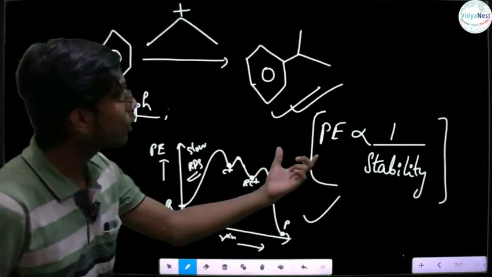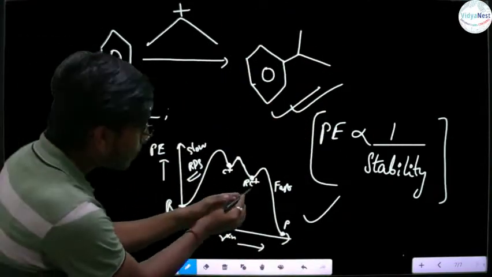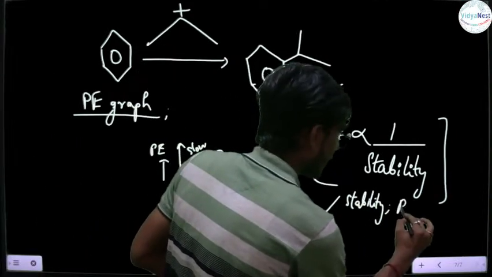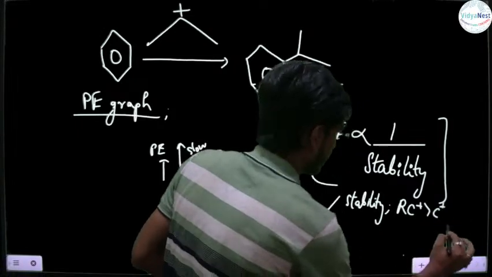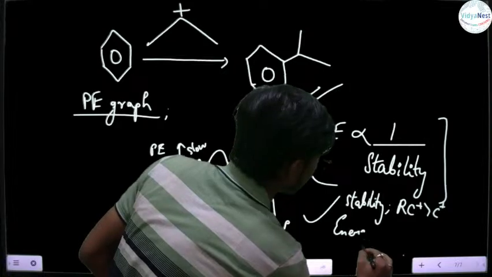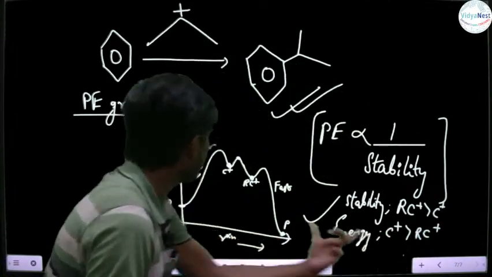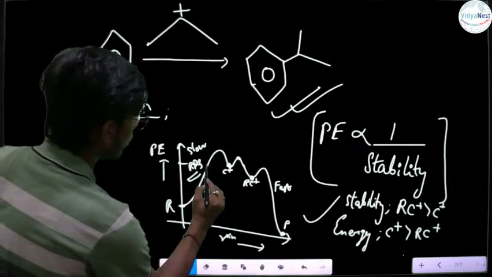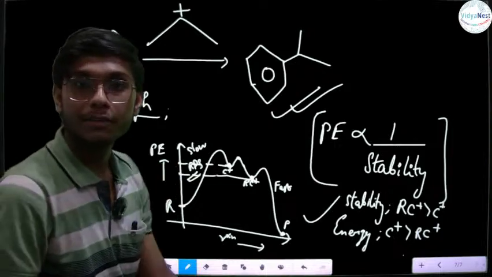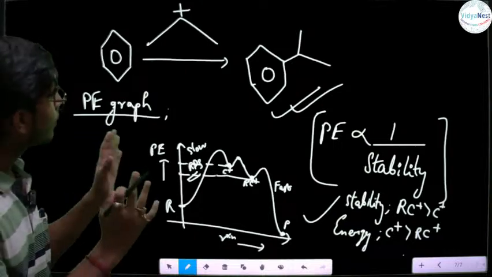So potential energy of any compound is inversely proportional to its stability. If I compare the stability of RC plus, we will get that RC plus is more stable than C plus, as I have named over here. Then if we compare the energy, the order will be reversed, of course. The energy of C plus will be higher than that of RC plus. And that's what I have shown here in this particular graph. The energy of C plus, which corresponds to this level, is much higher than the energy of the RC plus, which corresponds to a lower level. So that was the PE graph for this particular reaction.